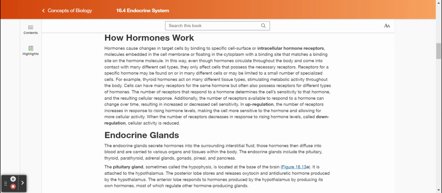The number of receptors that respond to a hormone determines the cell's sensitivity to that hormone and the resulting cellular response. Additionally, the number of receptors available to respond to a hormone can change over time, resulting in increased or decreased cell sensitivity. In upregulation, the number of receptors increases in response to rising hormone levels, making the cell more sensitive to the hormone and allowing for more cellular activity. When the number of receptors decreases in response to rising hormone levels, called downregulation, cellular activity is reduced.